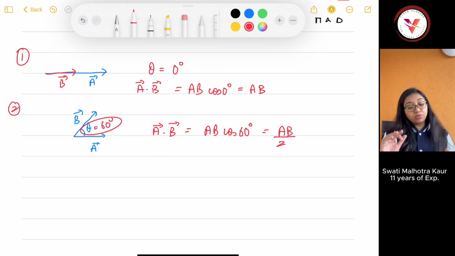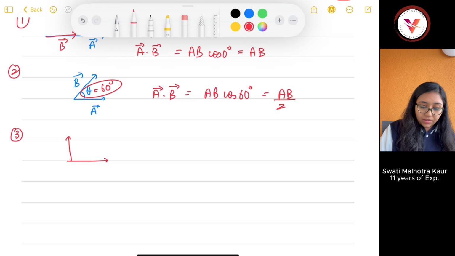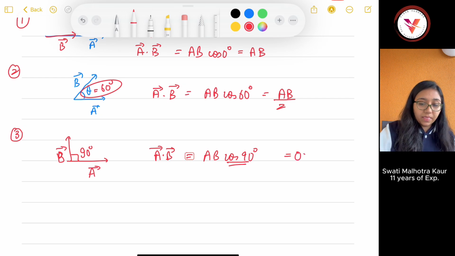Okay, so because of this direction, things change. Next, if it is 90 degrees, it's simply 0. We will understand that in cases, but it's like that. A is there, B is there. And if the angle is 90 degrees, then simply A dot B is equal to 0. Why? Because cos theta is 0. A B cos 90 degrees, cos 90 is 0. So it's simply 0. Okay.